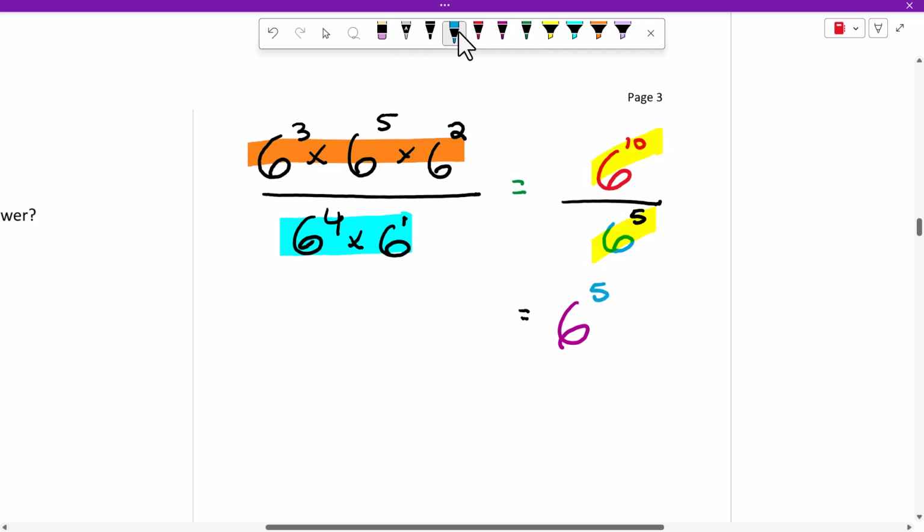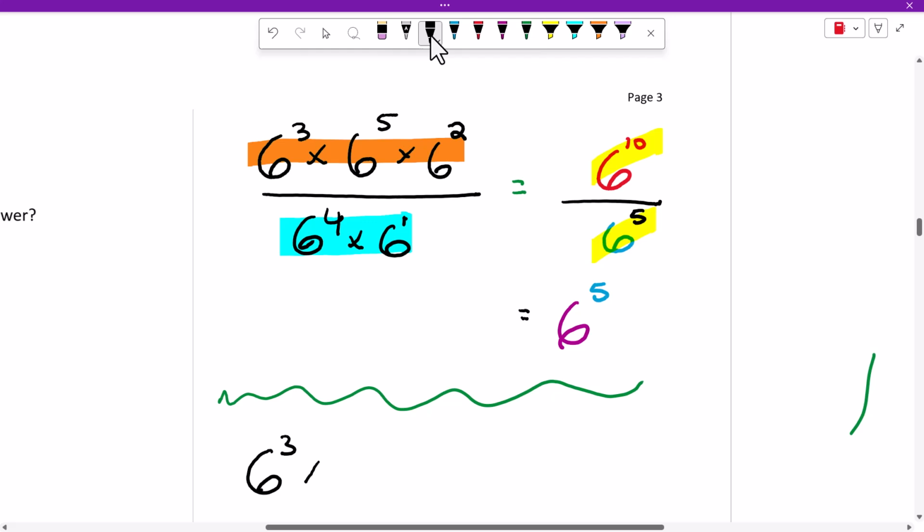Okay, one more. What if I took just the top one and rewrote it into a slightly different question? So I'm going to do a new question here. What if I went 6 cubed times 6 to the 5 divided by 6 squared? So we have a mixture of multiplying and dividing all at once.